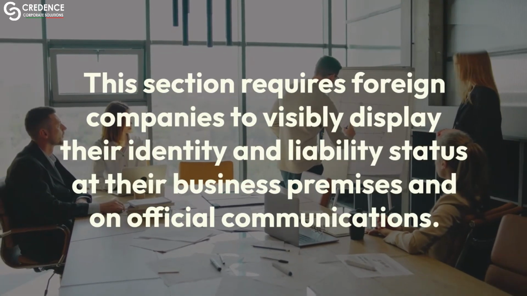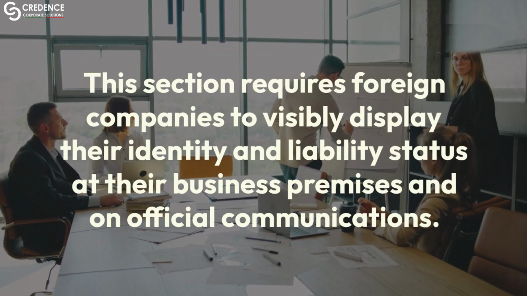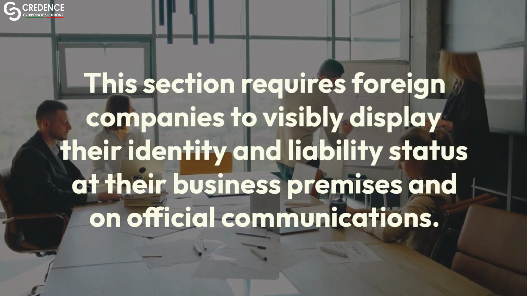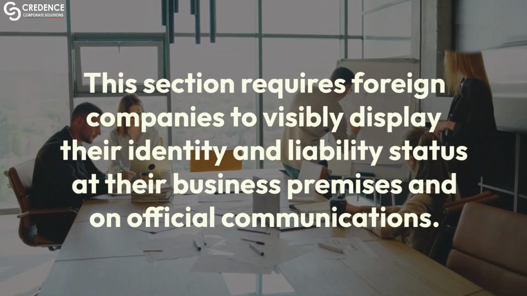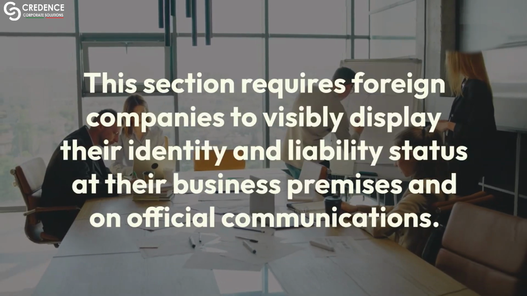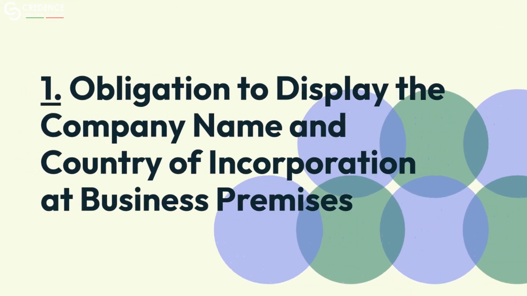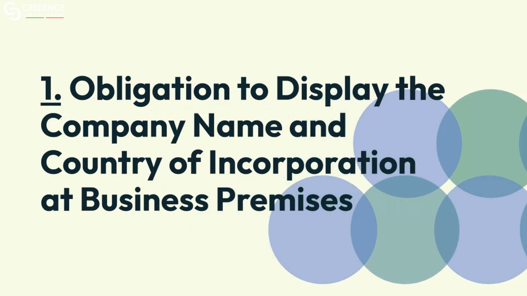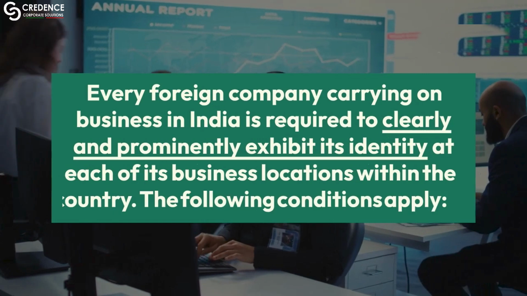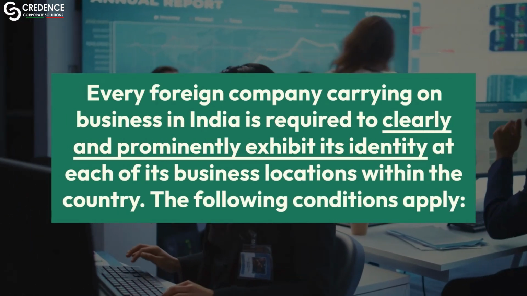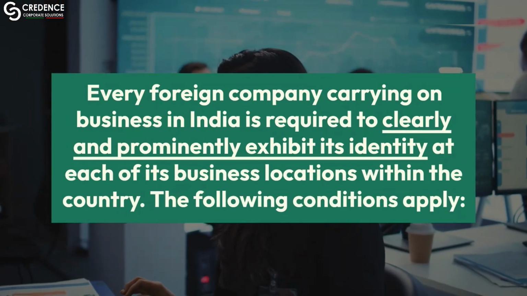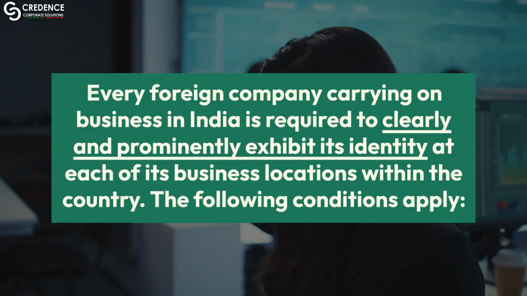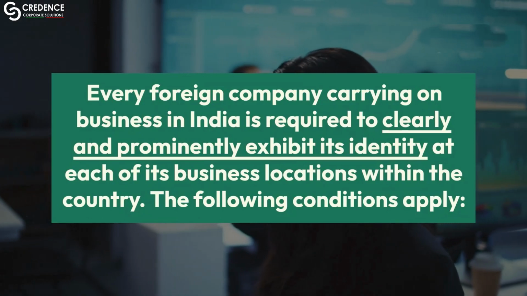This section requires foreign companies to visibly display their identity and liability status at their business premises and on official communications. 1. Obligation to display the company name and country of incorporation at business premises. Every foreign company carrying on business in India is required to clearly and prominently exhibit its identity at each of its business locations within the country.